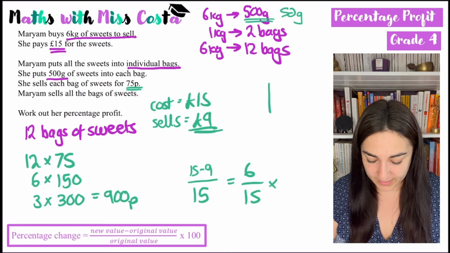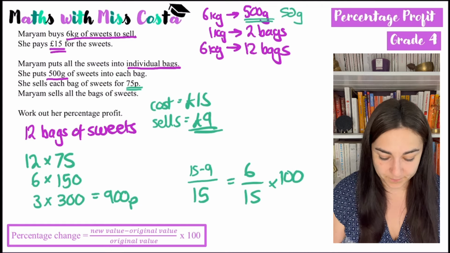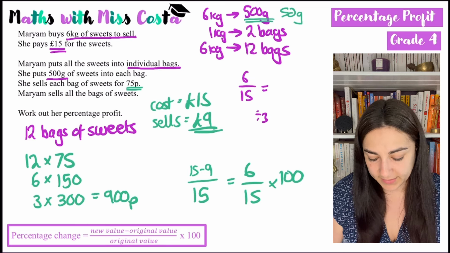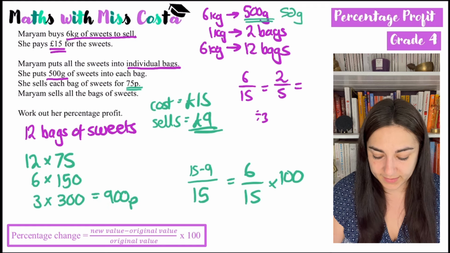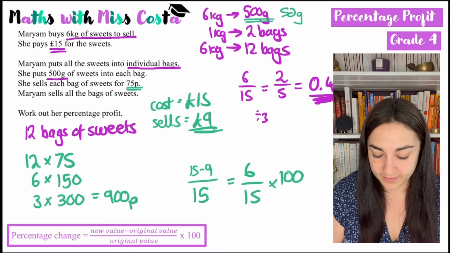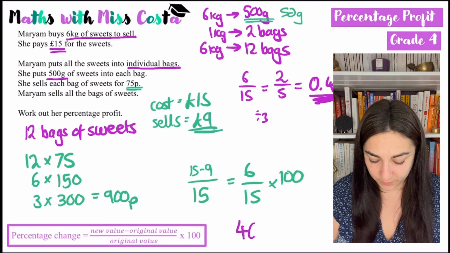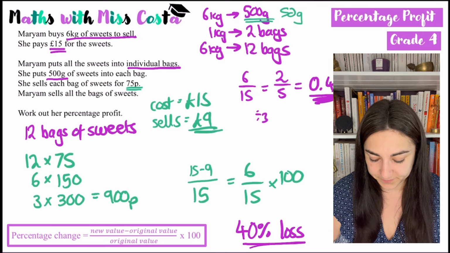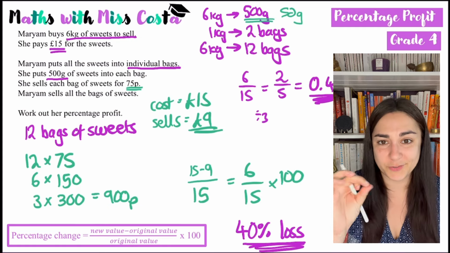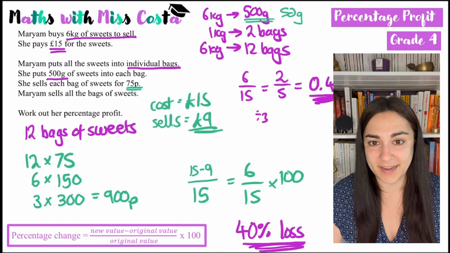And 6 over 15, I then times by 100 to turn it into a percentage. So 6 divided by 15, I can once again turn it into a fraction. Divide by 3, so that would be 2/5, which you either know is 0.4 or you can do the bus stop method. So I know that 6/15 is equal to 2/5, so that would be 40% loss, sadly. Even though it says work out her percentage profit, that might be a trick question because it's actually a loss. She has sold them for £9, but she bought them for £15, so she's made less than she paid.